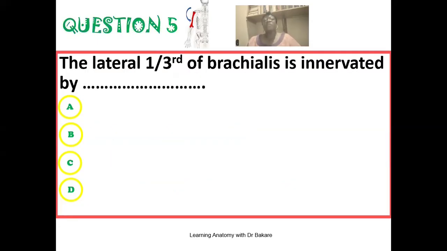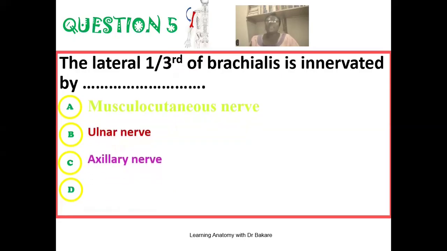Now let's move forward to the fifth question, and this reads, the lateral one-third of the brachialis is innervated by dash. The lateral one-third of the brachialis muscle, is it innervated by the musculocutaneous nerve? Is it by the ulnar nerve? Is it by the axillary nerve, or is it by the radial nerve?